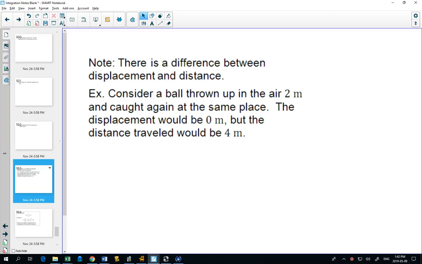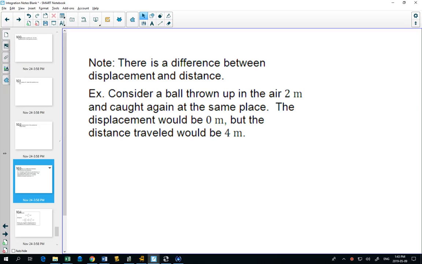Okay, so the next idea that we're going to look at is a difference between displacement and distance. So if I take a ball, do I have, no, I don't have 2 meters in this classroom. I'll hit the roof. But if I throw it up a meter and catch it at the same place, we would say that the displacement is 0. Started in my hand, it ended in my hand. It's exactly the same place, right? If you're watching this video at home, you don't even know if I threw it up in the air.